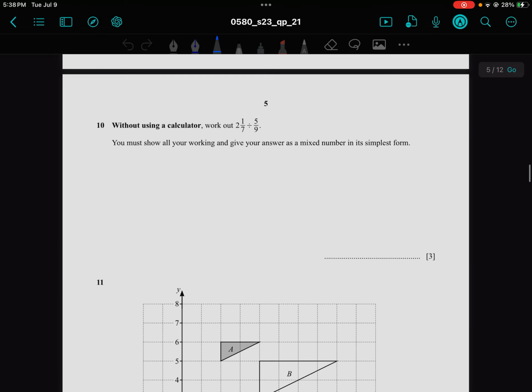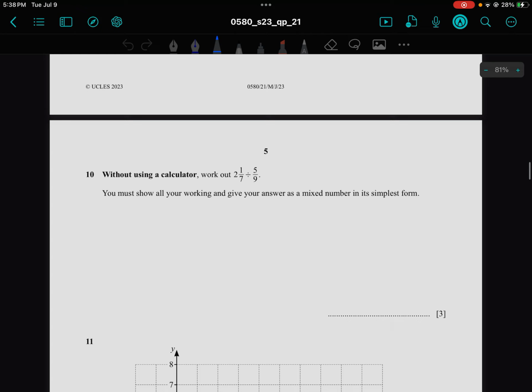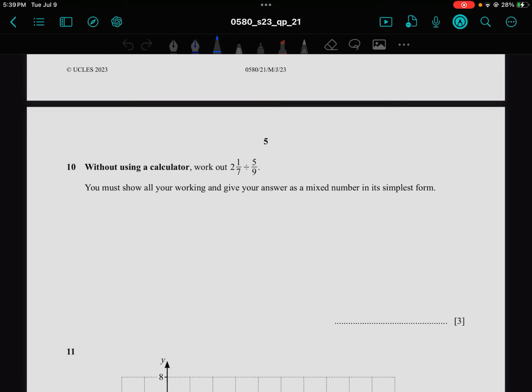Coming to question number 10. Without using a calculator, work out 2 whole number 1 upon 7 divided by 5 upon 9. So you will write, changing the whole number into the fraction, 7 2s are 14 plus 1, which will give me 15 upon 7 divided by 5 upon 9. Change the divide into multiply. The number after the division will flip, so it will become 9 upon 5. We can cut 5 ones are 5, 5 3s are 15. So 3 9s are 27 divided by 7.